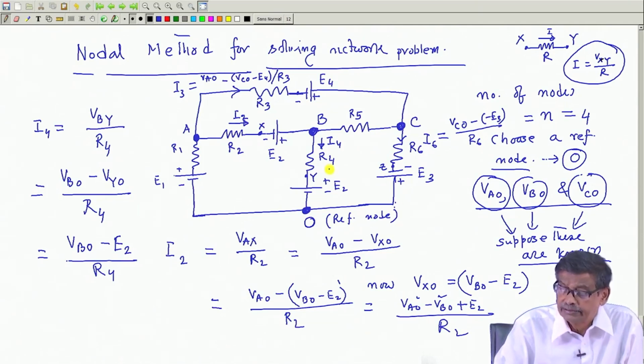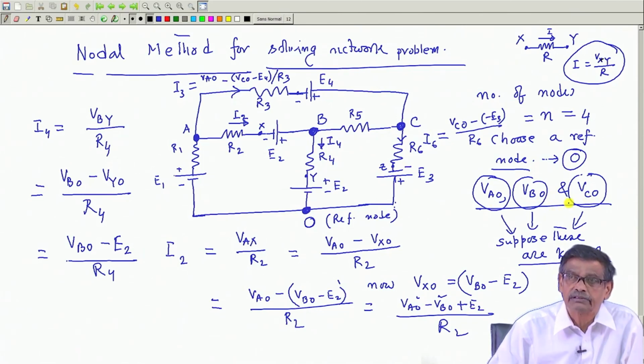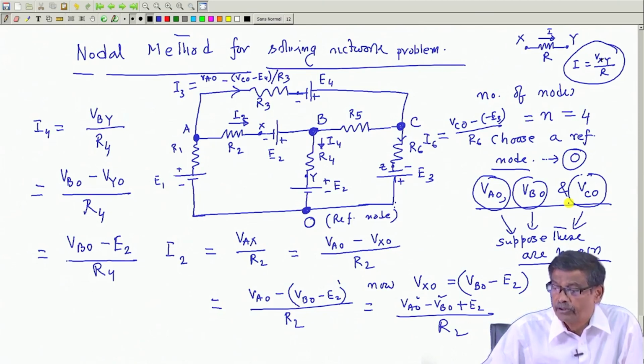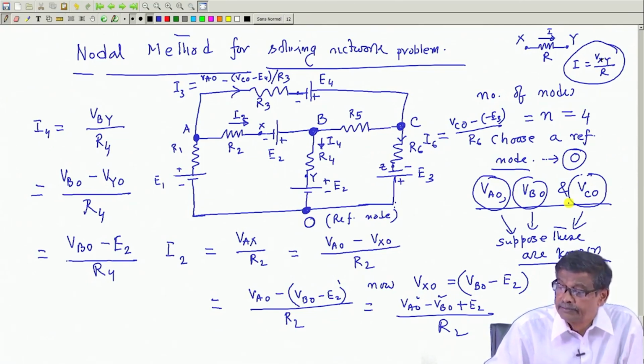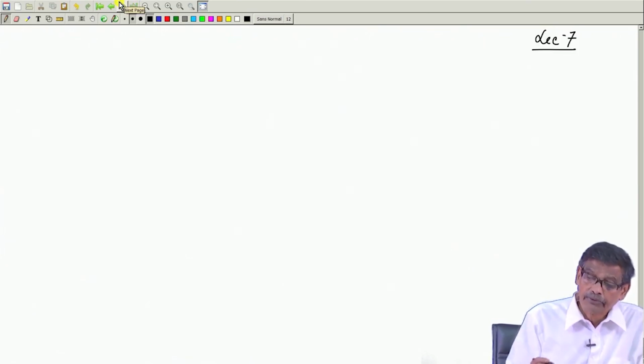Now, I started my discussion by saying that VAO, VBO, VCO must be known; only then can you do this. The question is, how can I find VAO, VBO, VCO? Our aim is: given a network, after identifying the nodes and choosing one of them as a reference, find the node potentials of the other nodes. So how to do it? Let us see.